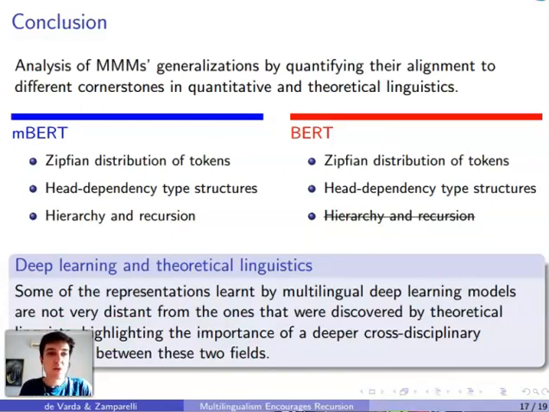In the study, we analyzed the generalizations created by massively multilingual models by quantifying their alignment to different cornerstones in quantitative and theoretical linguistics. And we showed that while both models were facilitated by the presence of a Zipfian distribution of the tokens and head-dependency type structures in the input, only the multilingual model was facilitated when hierarchy and recursion were implemented. This suggests that some of the representations learned by multilingual deep learning models are not very distant from the ones that were discovered by theoretical linguists, highlighting the importance of a deeper cross-disciplinary integration between these two fields.